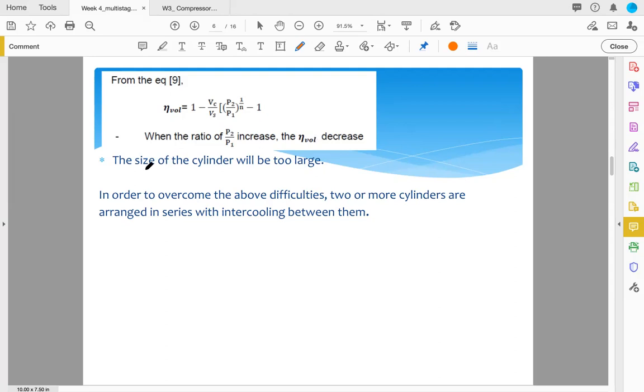This also causes another problem: the higher the pressure, the size of the cylinder will be too large as well. So in order to overcome the difficulty, for example, if you want one compressor to achieve, let's say, 20 bar, you might need to design a huge single stage compressor. Your cylinder, your cost might be higher. But if you make a smaller compressor, but you want a higher pressure, you're able to achieve it if you have an intercooling between them.